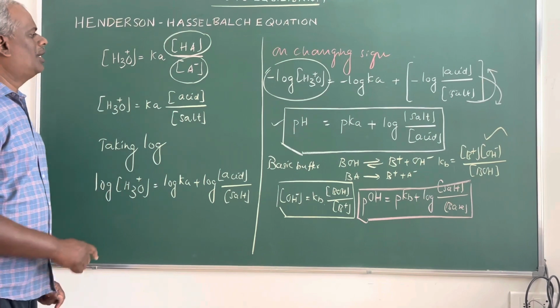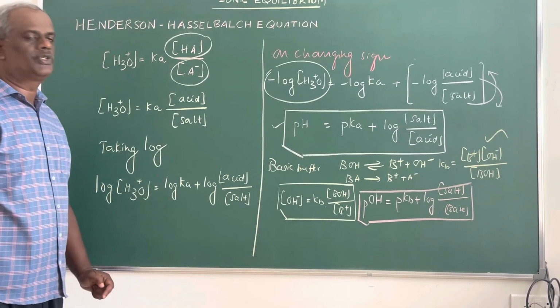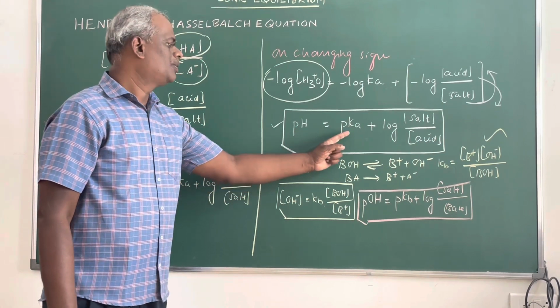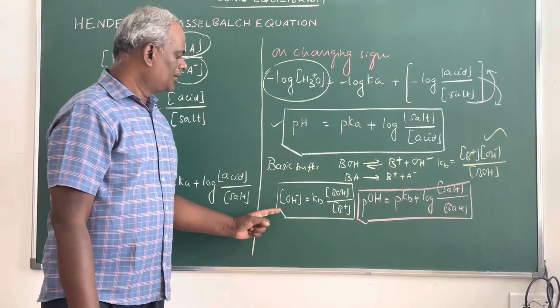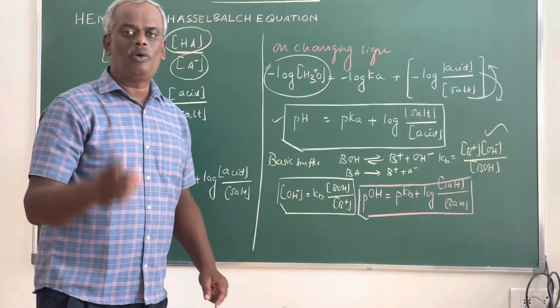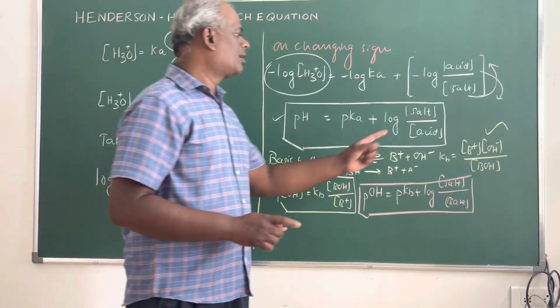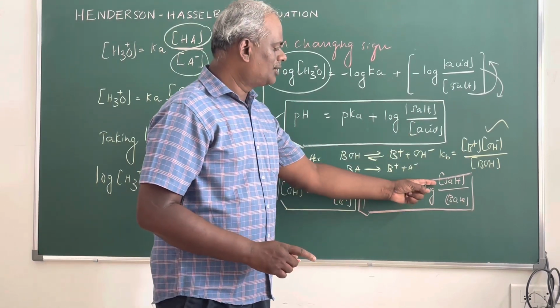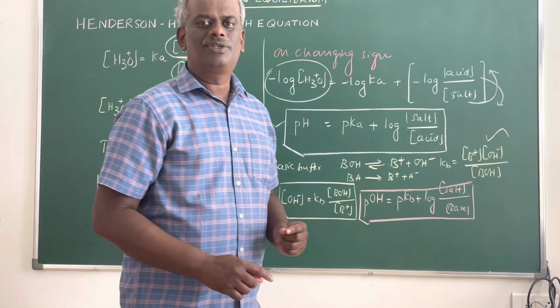This equation is called the Henderson Hasselbalch equation. By using this, we can calculate the pH as well as pKa. By using this, we can calculate pOH as well as pKb, provided you are given the concentration of salt and acid, otherwise the concentration of salt and base.